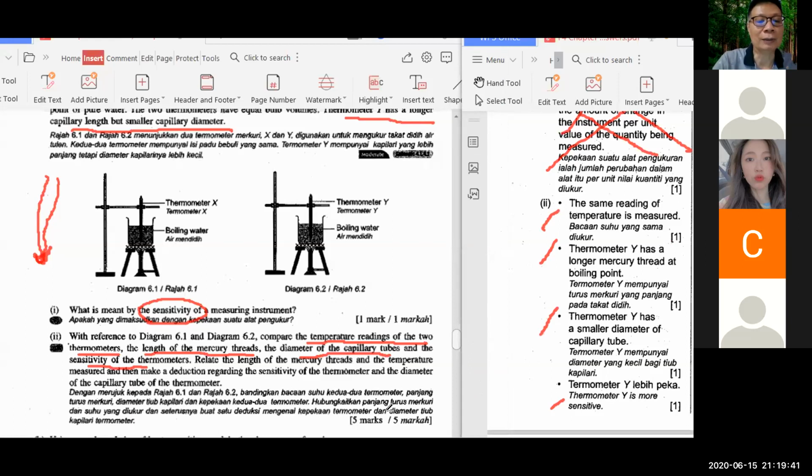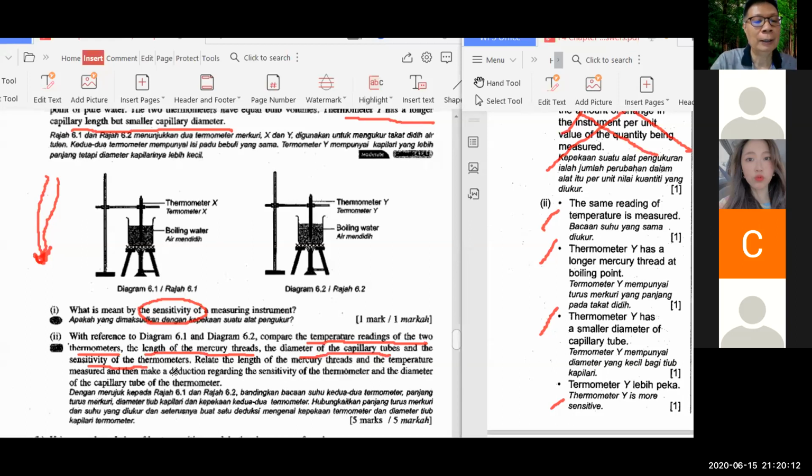But it is 5 marks, you have only 4 answers. How to get 5 marks? 1, 2, 3, 4, 5. One more, right? Sensitivity. No, I think 4 only. First is temperature reading, then 2, 3, 4. 4 only, okay.